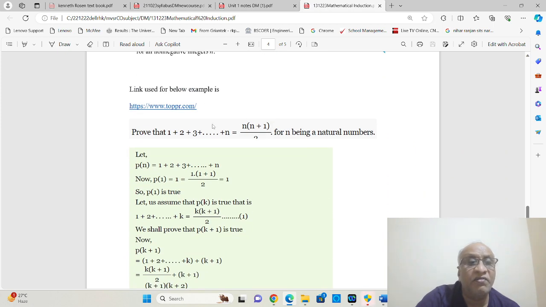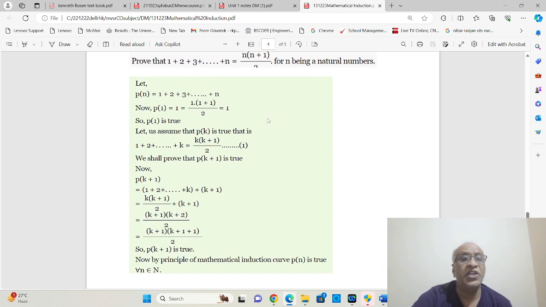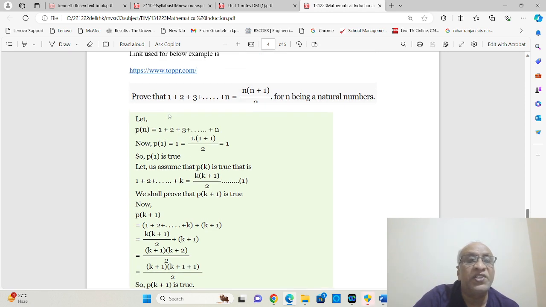There is one more example. We have to prove that 1 plus 2 plus 3 plus ... plus n is equal to n into n plus 1 by 2. Same thing, first the basis step. In the basis step, the value of n is 1. So when we replace n with 1, it becomes 1 into 1 plus 1 by 2, so that becomes 1. So the basis step is proved.